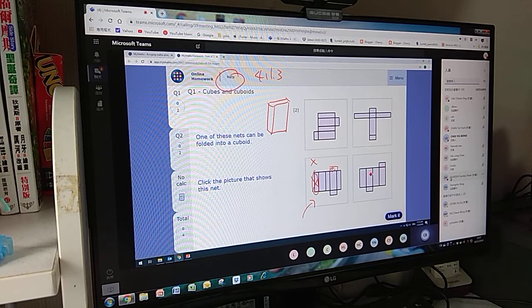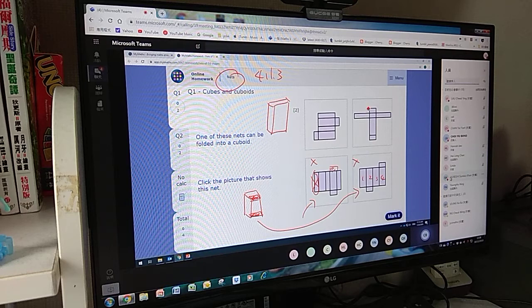For this one is also not possible because if you fold this 1, 2, 3, 4 sides together, then it will be a square base with the top and bottom cannot cover the whole square. Okay, I hope you can understand what I'm drawing on the screen. So it's also not correct.